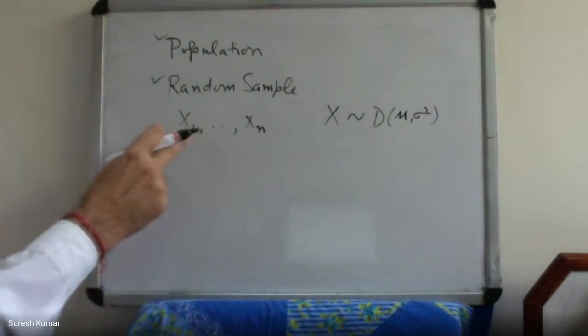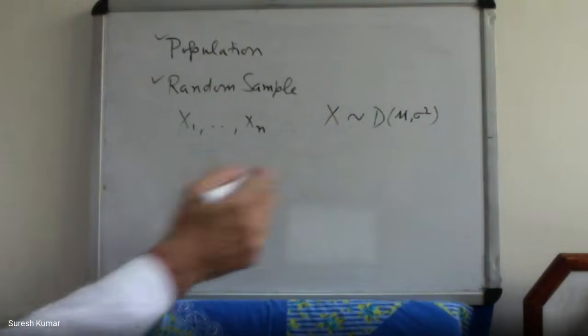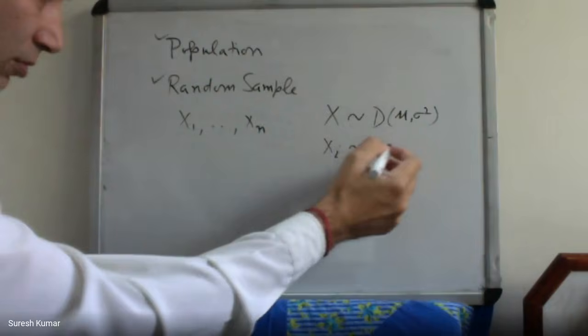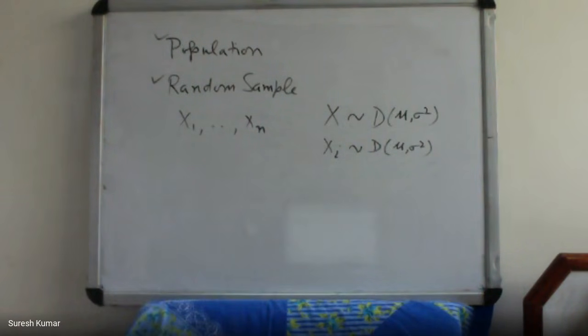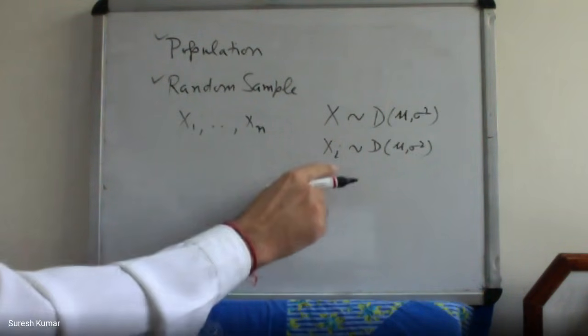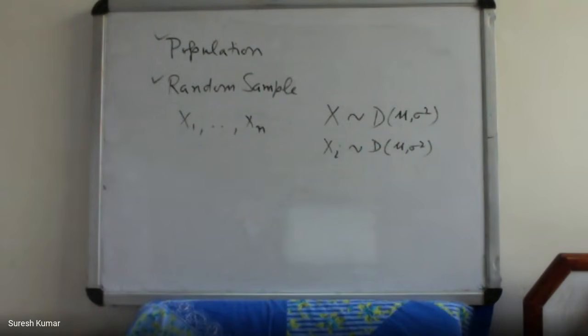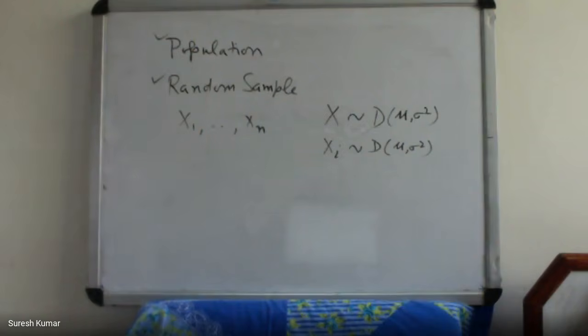Then random sample is a collection of n independent random variables from this population distribution, such that each xi follows the same distribution as of x. It means each xi has the same mean mu and the same variance sigma square. So again I repeat, random sample means a collection of n independent random variables from this population distribution. Okay.